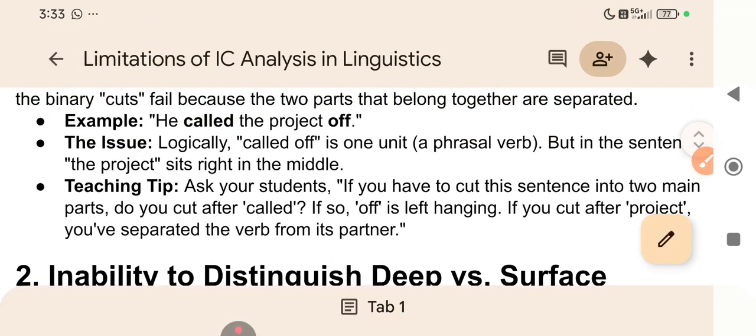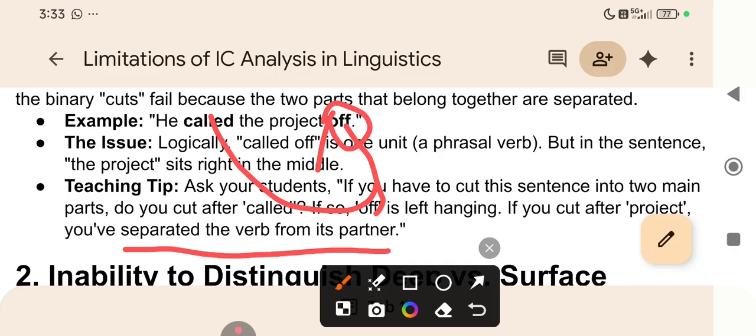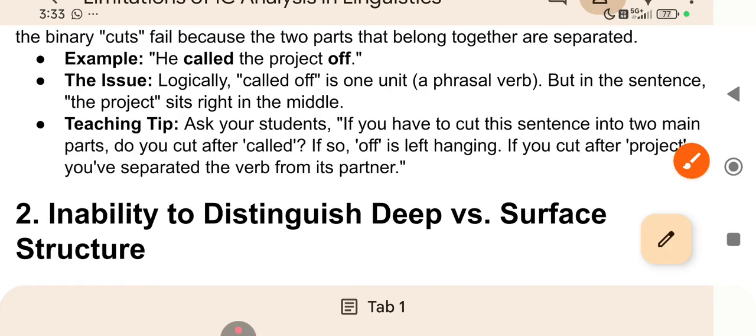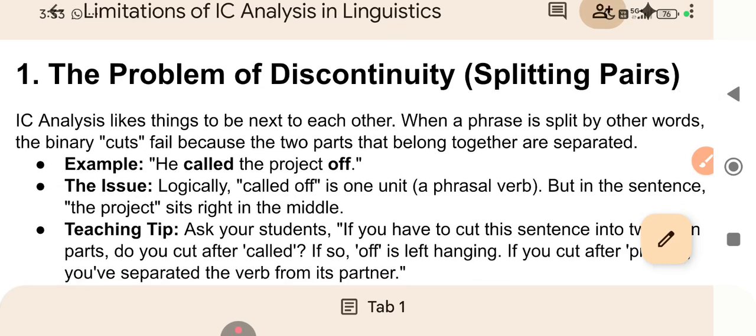And if we cut after project, we have separated the verb from its partner. Call and off are partners, and if we have left this off, that's a partner of called, the meaning is different. It's a compound word and has a different meaning. That meaning will fail, and then the sentence cannot be interpreted properly. So the first problem is discontinuity or splitting pair.